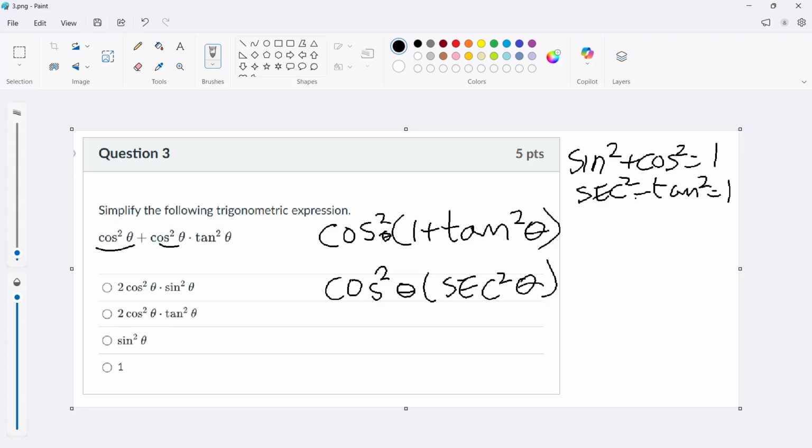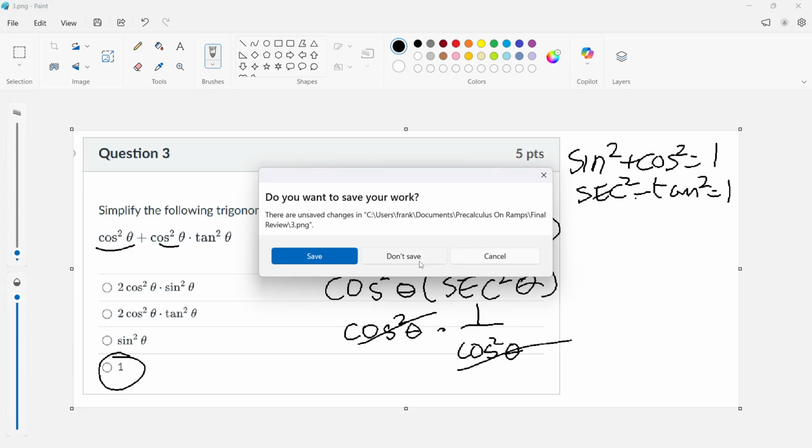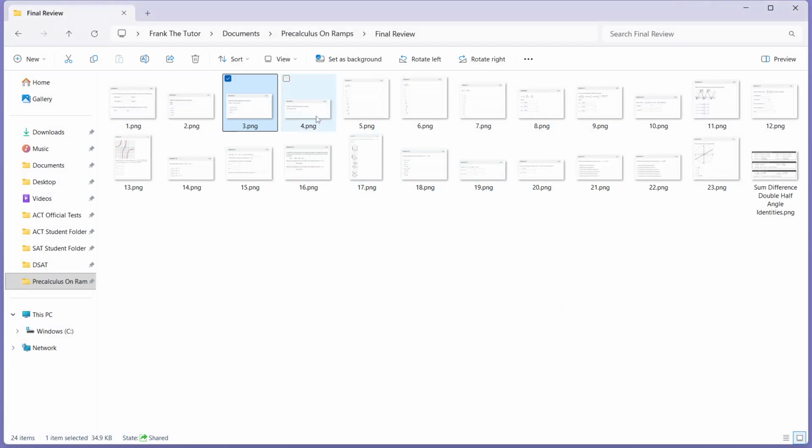What is secant squared? Secant squared is 1 over cosine squared. Cosine squared theta times 1 over cosine squared theta. Cosine squares cancel out. All that's left is 1. So you got to know a lot of trig identities. All right, number 4.